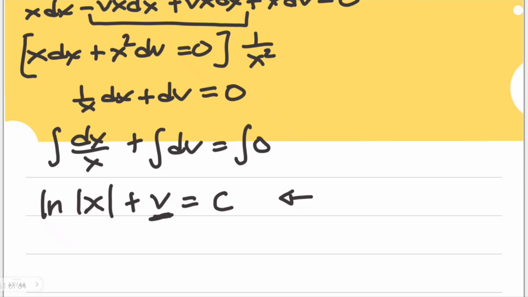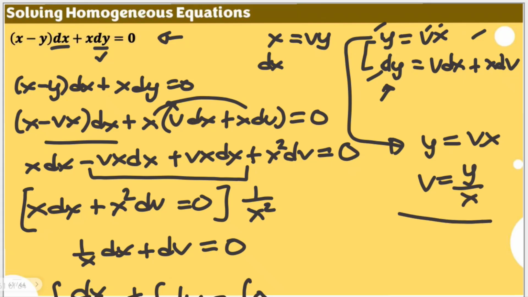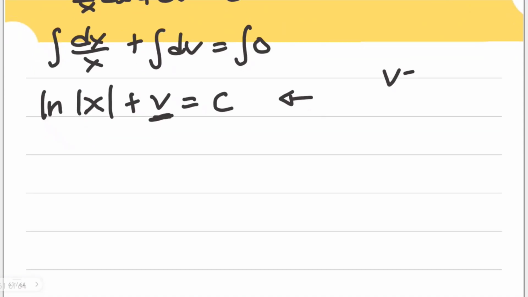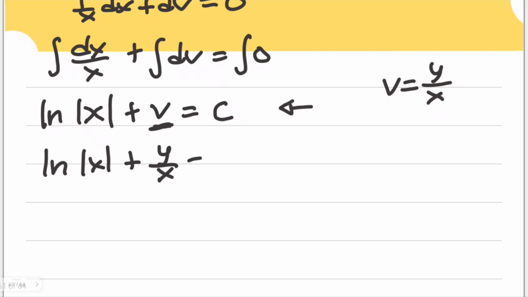Take note that we have here our v. What was our v earlier? Our v is taken from the representation y is equal to vx. In short, our v is y over x. This is the representation for v that we used earlier for y is equal to vx. So v is equal to y over x. Since it's like that, simply substitute: the natural logarithm of x plus y over x is equal to c.